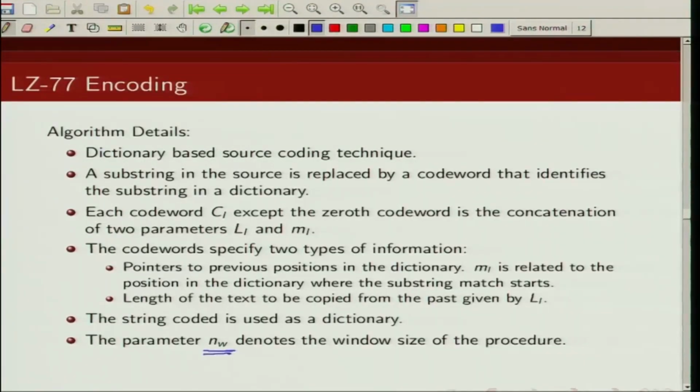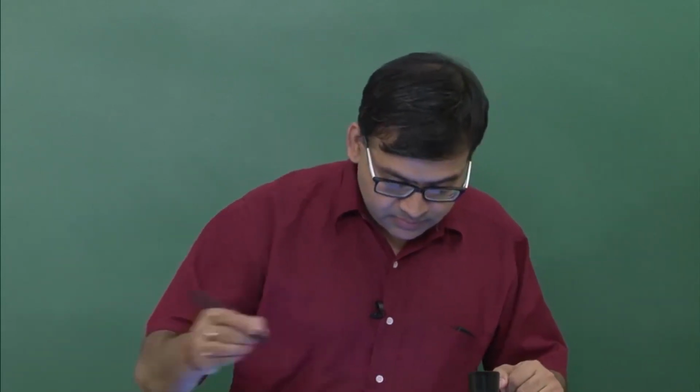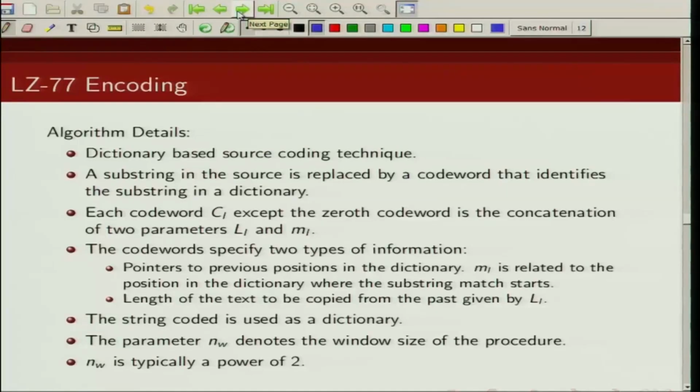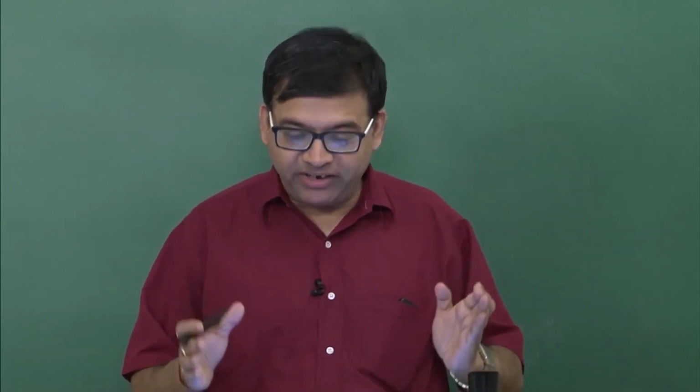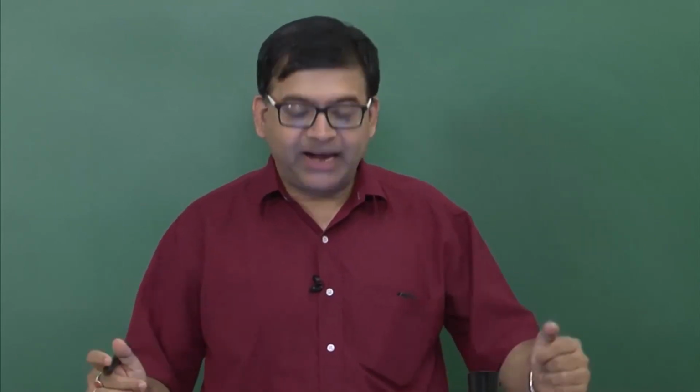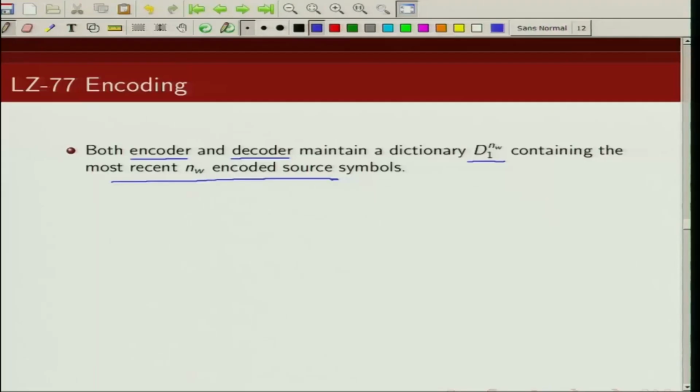As I mentioned, this is a sliding window version of the Lempel-Ziv algorithm. So I have a window of size NW, and typically this is taken as a power of 2. In this scheme, both encoder and decoder maintain a dictionary containing the most recent NW received source bit symbols.